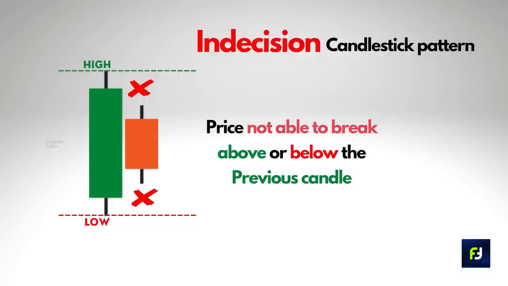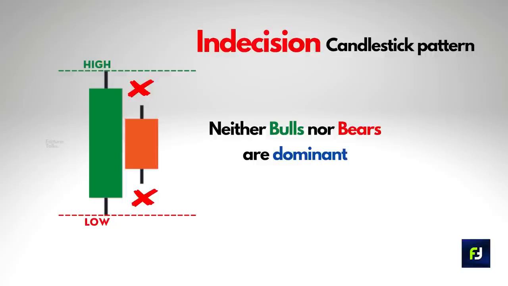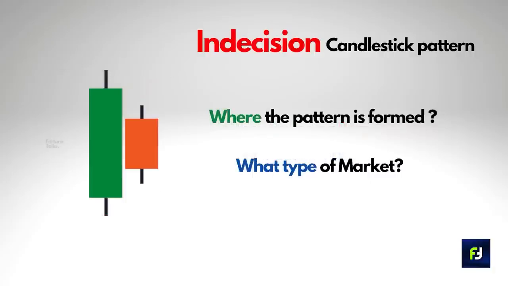Now this shows us that neither the bulls nor the bears were in control during the session. This is very important information when used correctly. However, it is important that you note where the inside bar is formed and in what type of market.